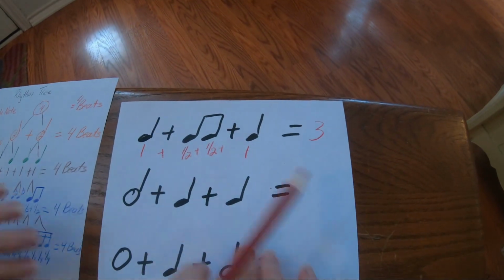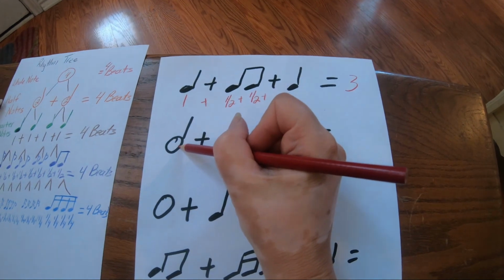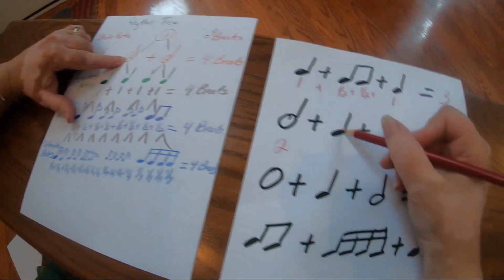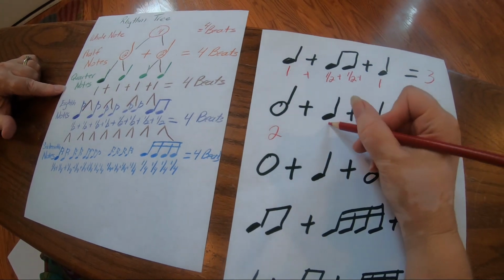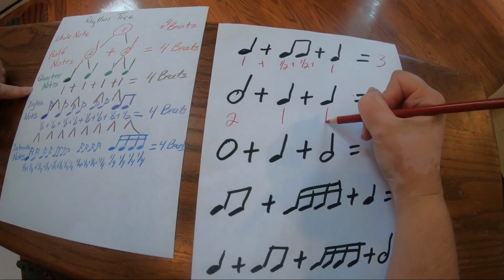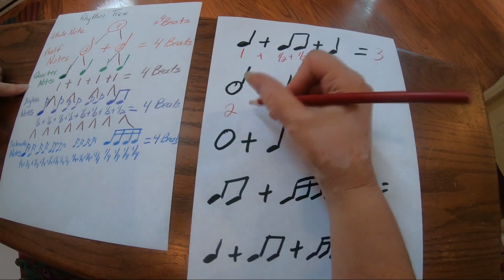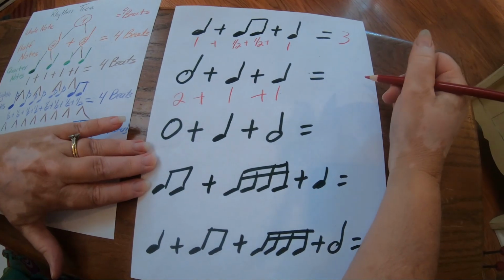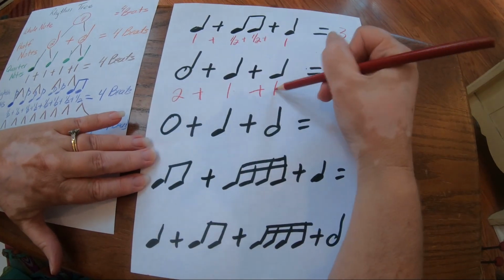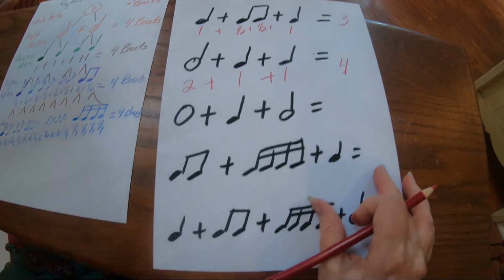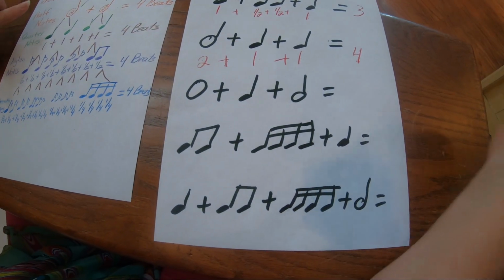Okay. This one, how many beats does my half note get? 2. How many beats does my quarter note get? 1. How many beats does this quarter note get? 1. So I'm going to add them all up. 2 plus 1 plus 1 equals 1, 2, 3, 4. Did you get that answer? Cool. Now I bet you'll get this one too.